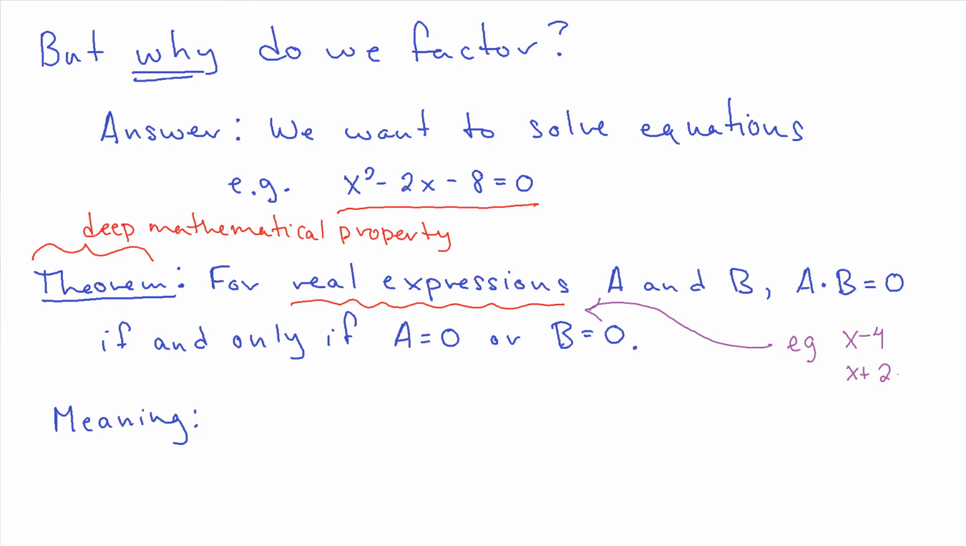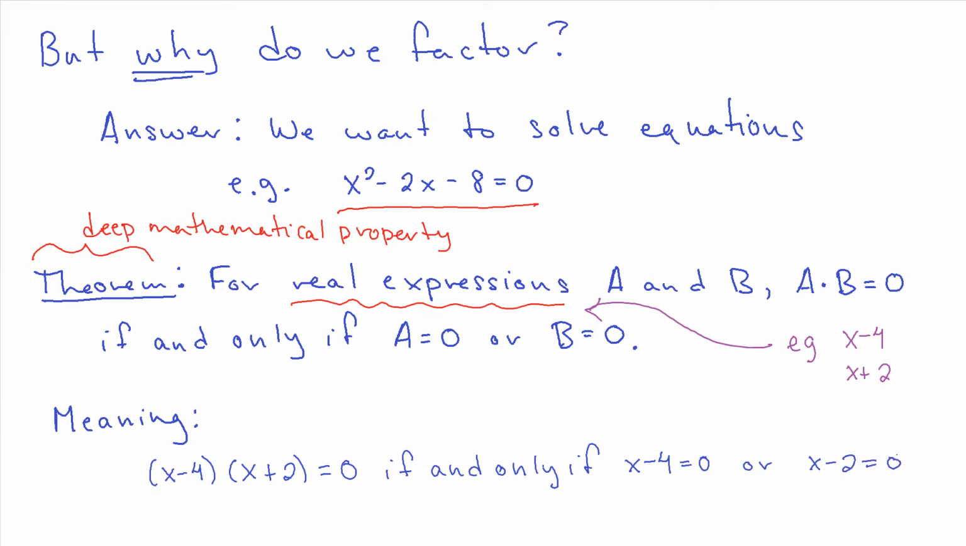And so what the theorem is saying is that if I take 2 of these real expressions and I multiply them together and I get 0, one of those things has to be 0, or the other one, or both of them. So the meaning for this is, if I take x minus 4 and I multiply it by x plus 2, and it's equal to 0, that is true if and only if, and I'll explain that in a second, x minus 4 is equal to 0, or x plus 2 is equal to 0. So this is what this means in practical terms.